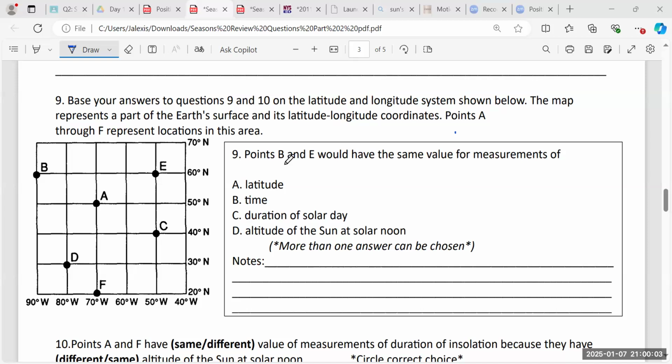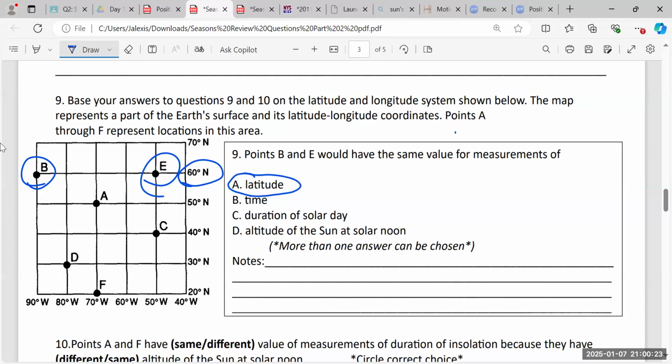Number 9, points B and E have the same value of measurements of, well, B and E, right? What do they have the same value of? Number 1, they're both at 60 degrees north. So I'm definitely going to circle latitude.